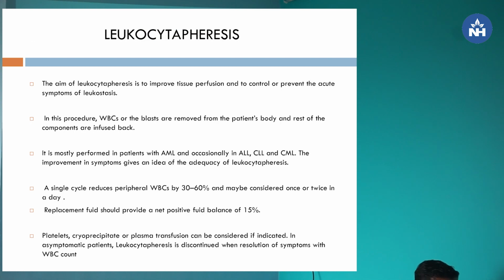Lastly, the leukocytapheresis. The aim of leukocytapheresis is to improve the tissue perfusion and to control or prevent the acute symptoms of leukostasis. In this procedure, WBCs or the blasts are removed from the patient's body and the rest of the components are infused back. It is mostly performed in patients with AML and occasionally in ALL, CLL and CML. The improvement in symptoms gives an idea of adequacy of leukocytapheresis.